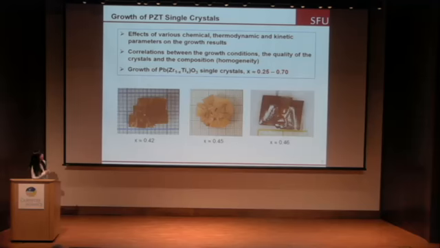We also tried different chemical, thermodynamic and kinetic parameters and studied the effects of these parameters on the growth of PZT single crystals. By adjusting those parameters and the growth conditions, we were able to grow very good quality PZT single crystals with compositions from 25 to 70% PT. Here are a few examples of the PZT single crystals we have obtained by the top-seeded solution growth method.